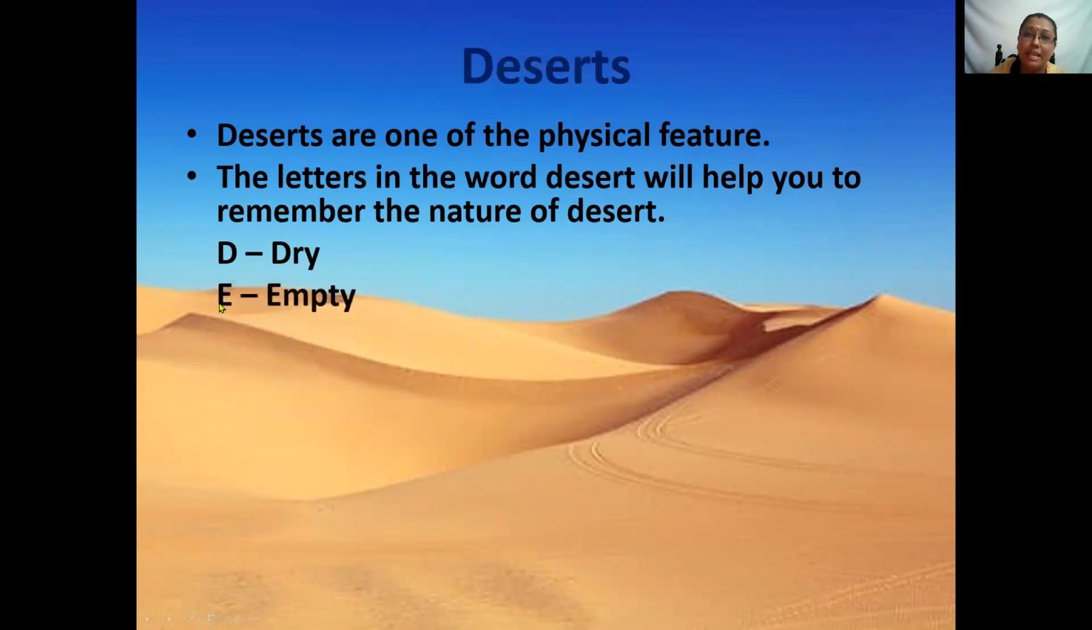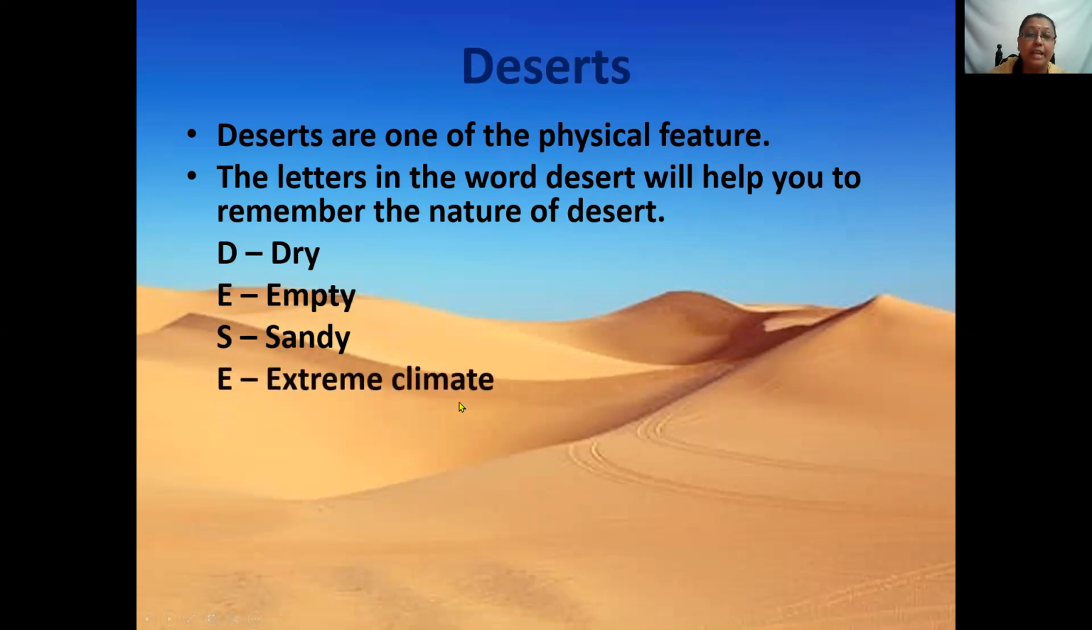The next letter is E. E stands for empty. Empty means no one is there or nothing is there. Of course, deserts will not have many people living, and they will also not have much vegetation or many animals living. Yes, there will be a few animals and plants, but not very many. So we can say that they are almost empty. The next letter is S, which stands for sandy. Yes, it is sandy, very much sandy.